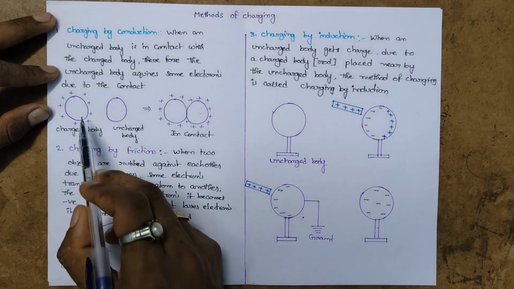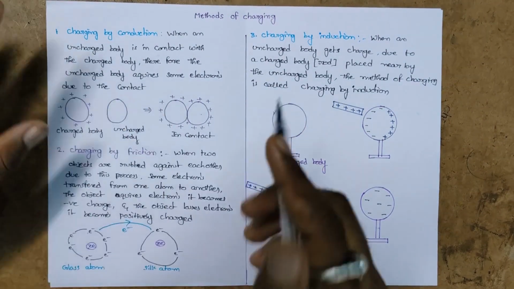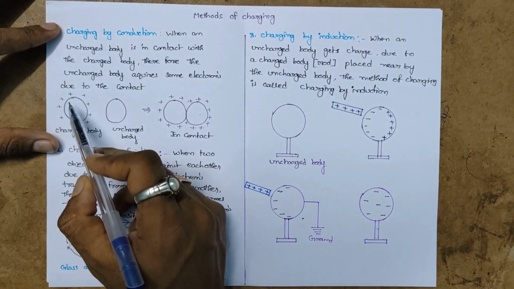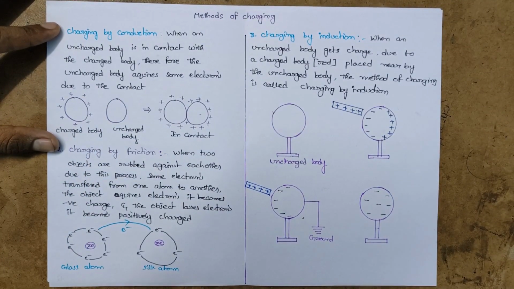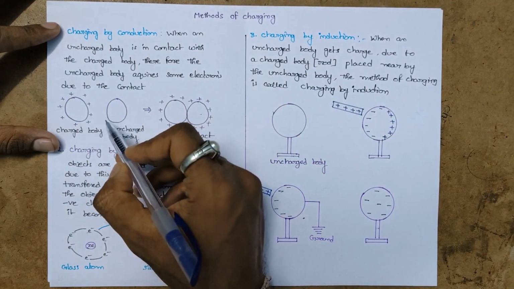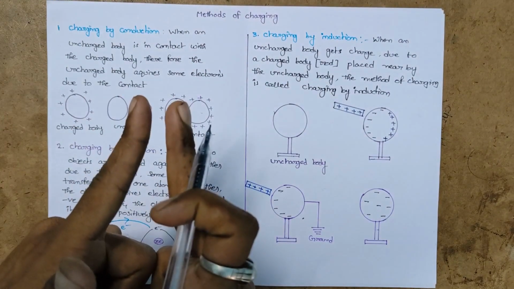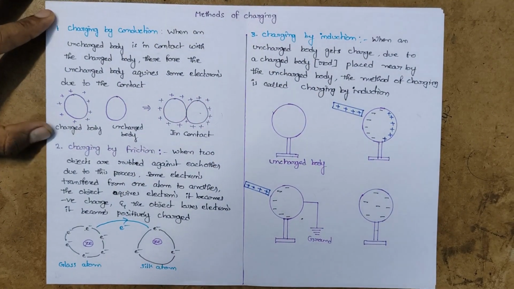Now if these two bodies are connected like this, whenever the two bodies are in contact, charges definitely flow from the charged body to the uncharged body. So in this process, the uncharged body acquires some charge due to this contact. This method of charging is called charging by conduction.